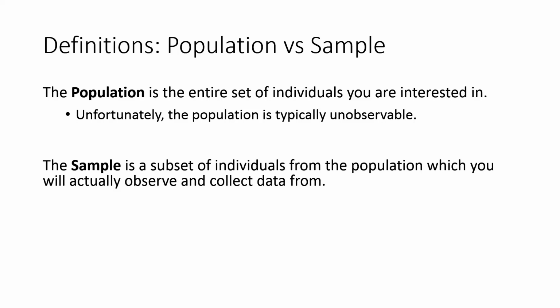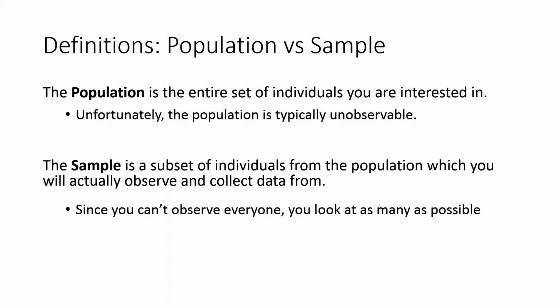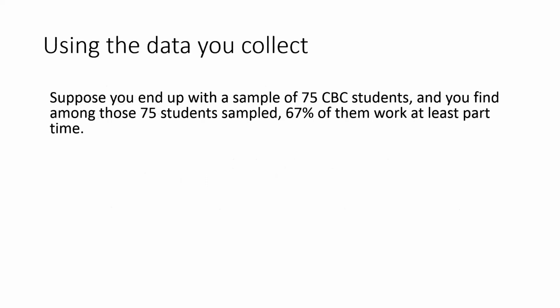The sample is a subset of individuals from that population, which you're going to actually observe. This is where you're going to collect your data. So since you can't look at everyone, what do you do? You just look at as many as you possibly can, and then hopefully we'll be able to make an educated guess from that sample. All right, so we know we can't observe the population, so we go out and we take a sample.